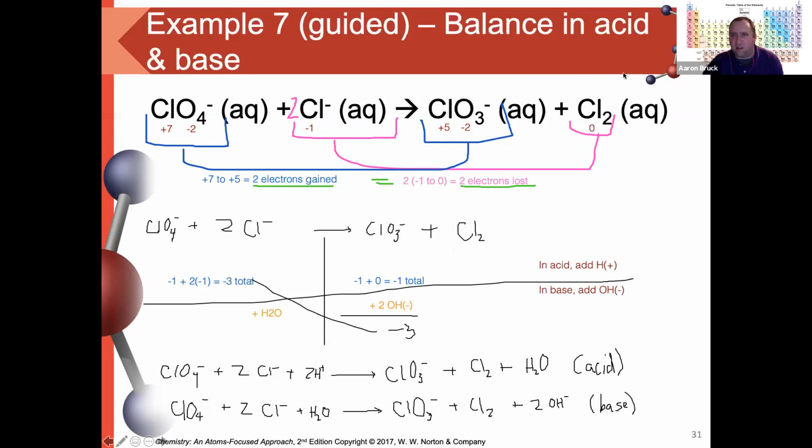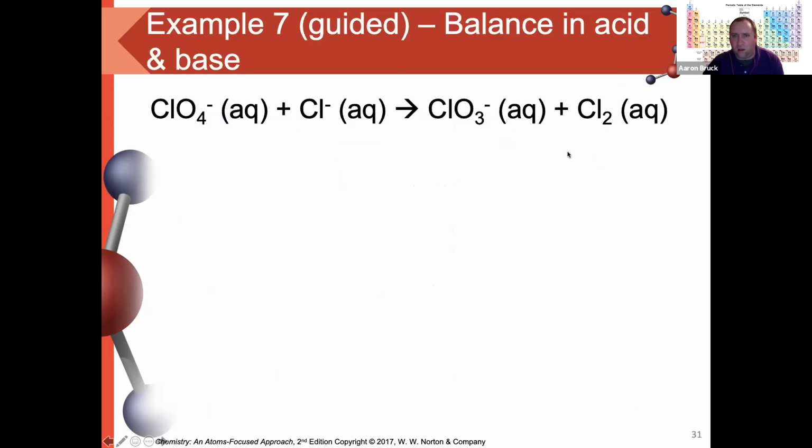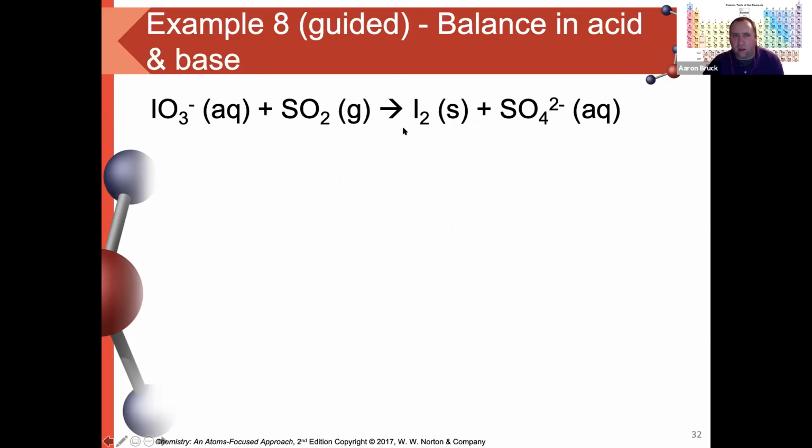All right, let's clear the deck then and do another example, and then we'll go ahead and take a break. In this example, we have the iodate ion reacting with sulfur dioxide to make iodine and sulfate ion.